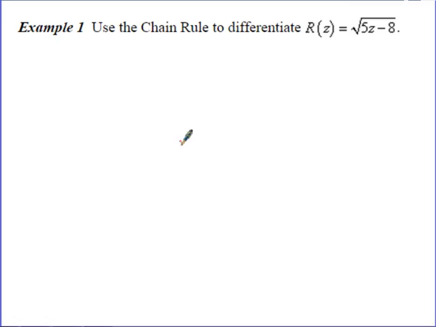Okay, so let's get started. Let's see if you can understand using the chain rule to differentiate this problem right here. Okay, so R of z equals the square root of 5z minus 8.